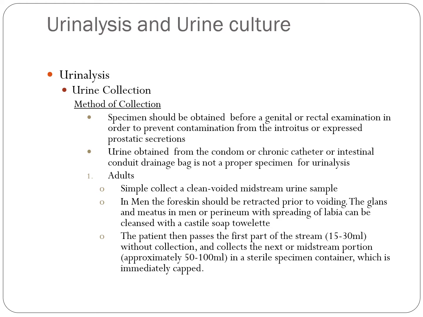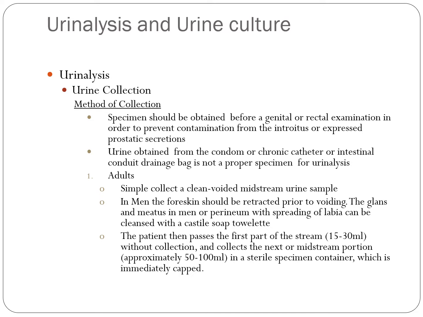Method of urine collection. The specimen should be obtained before a genital or rectal examination in order to prevent contamination from the introitus or expressed prostatic secretions. Urine obtained from the condom or chronic catheter or intestinal conduit drainage is not a proper specimen for urinalysis.